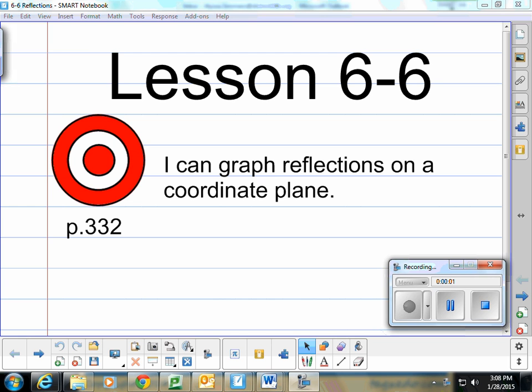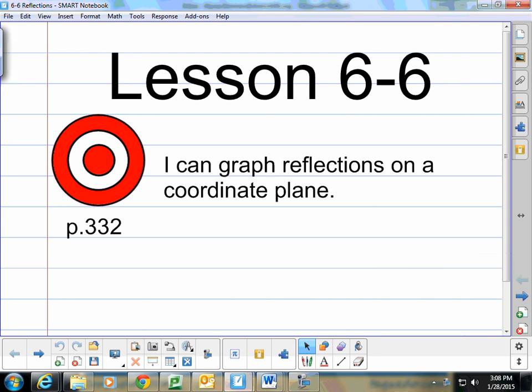Welcome, 7th graders. This is take 2 of lesson 6-6. I attempted to do this from my computer, and it was just very difficult with the mouse and such. So we will see how this goes.